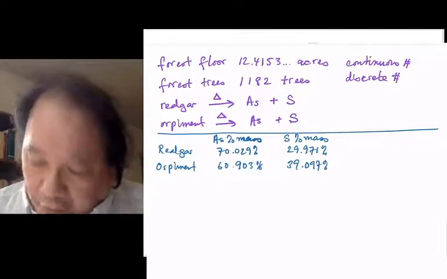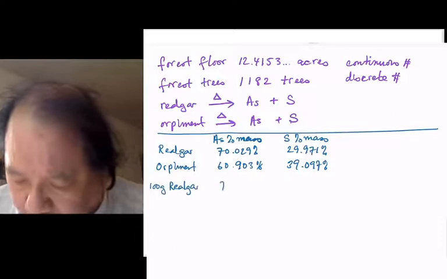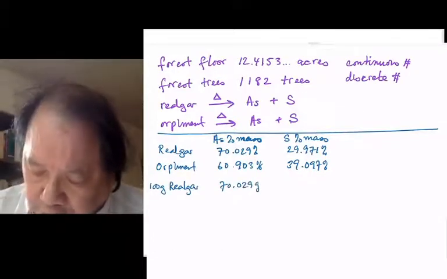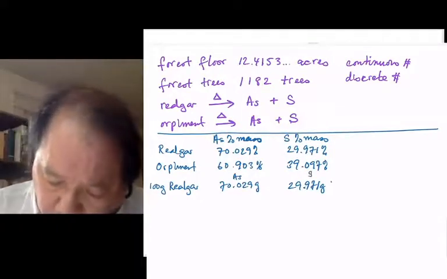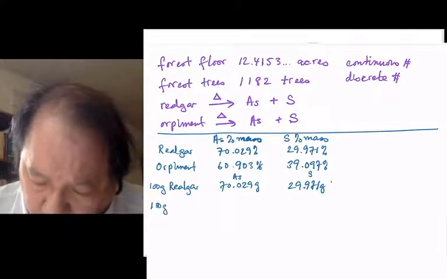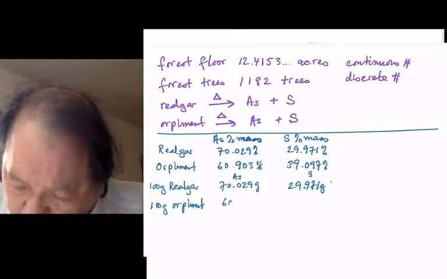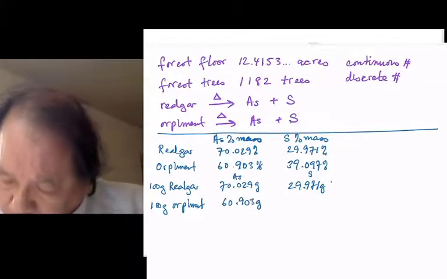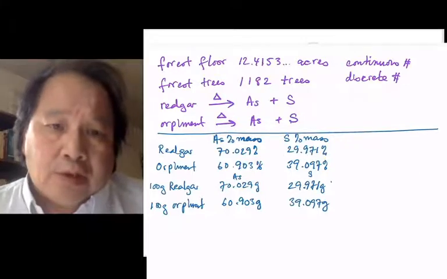And that means that if you have 100 grams of realgar, you would have 70.029 grams of arsenic and 29.971 grams of sulfur. And if you have 100 grams of orpiment, you have 60.903 grams of arsenic and 39.097 grams of sulfur. Now, so far, that doesn't look particularly helpful.